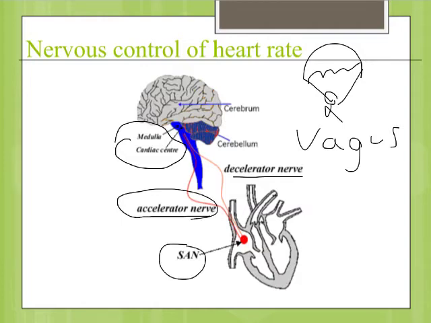Then you've got your SAN here. If you remember, just a recap from last week, that's going to send your signals, your depolarization, across your atria. Got the insulating band here, the AVN here, and then the Purkinje fibres and the bundle of His are going to carry that depolarization down to the apex of the heart here, and then it's going to contract from the bottom up.